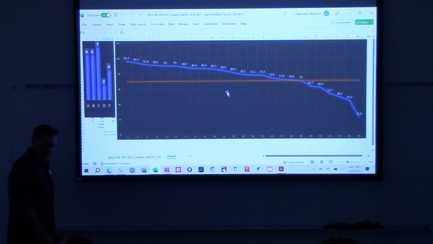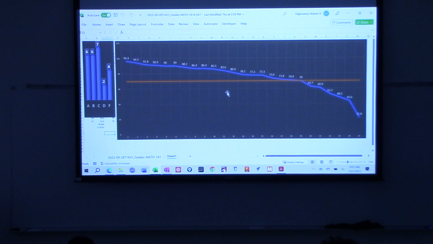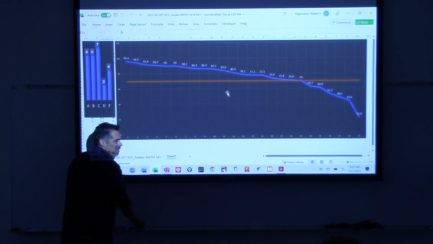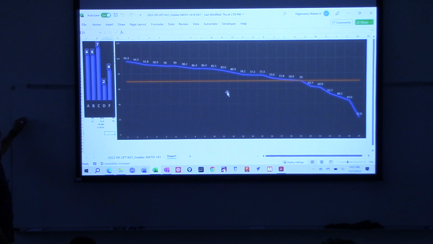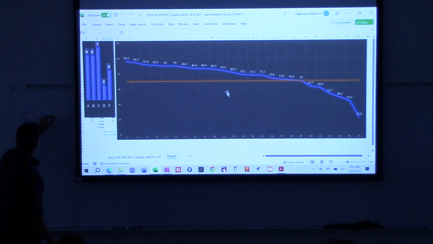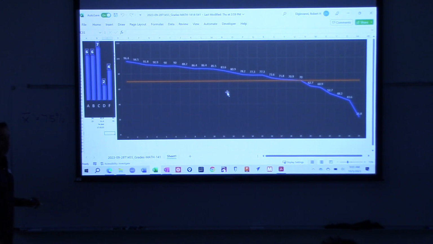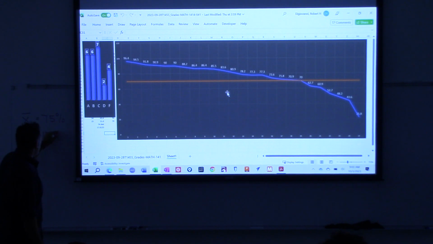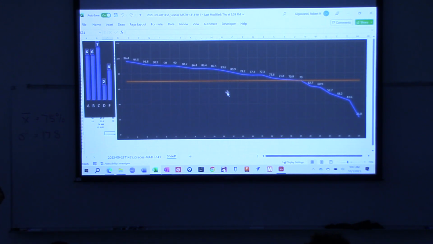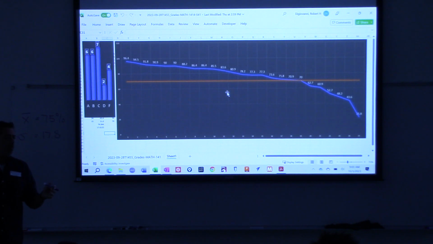The average on the test was a 74.9, 75, all right? So X bar is what we use to represent the average. X bar was, let's say, 75%. So the average score was 75. And then the standard deviation, which we represent with this sigma, was 17.8. That number just tells us how far apart the grades were from one another. The bigger this number is, the more spread there is.